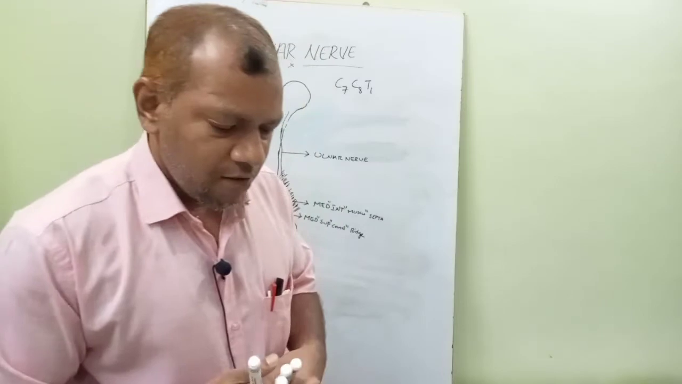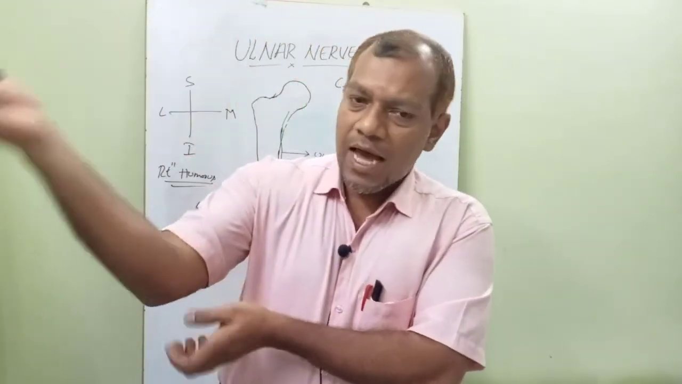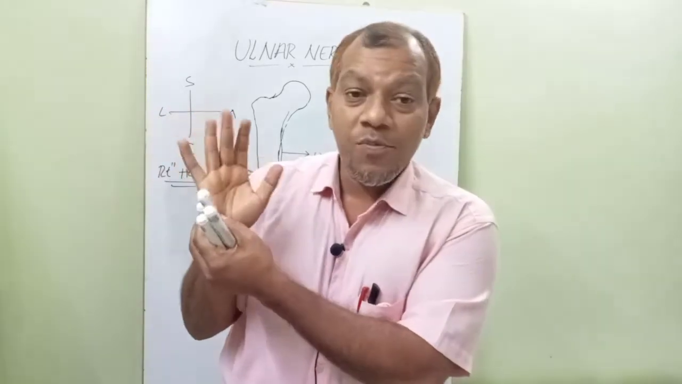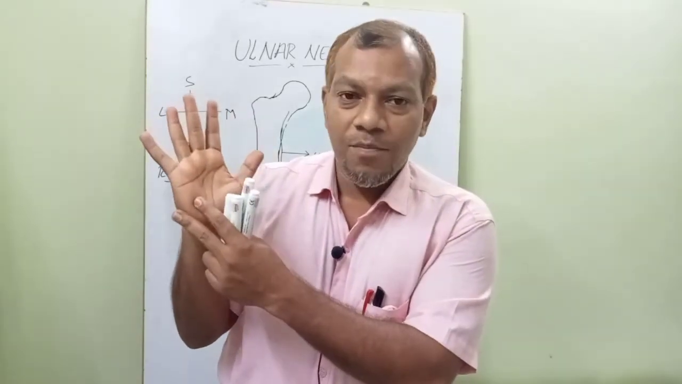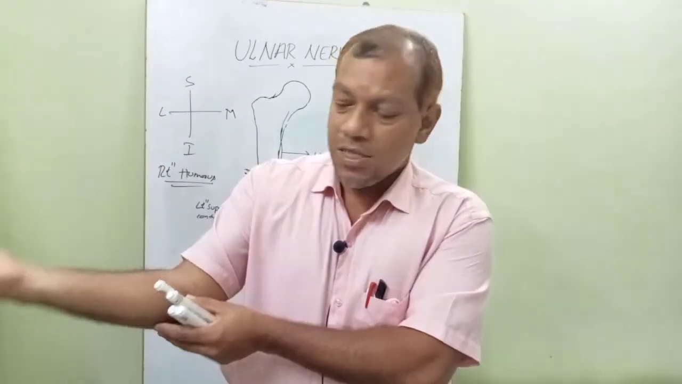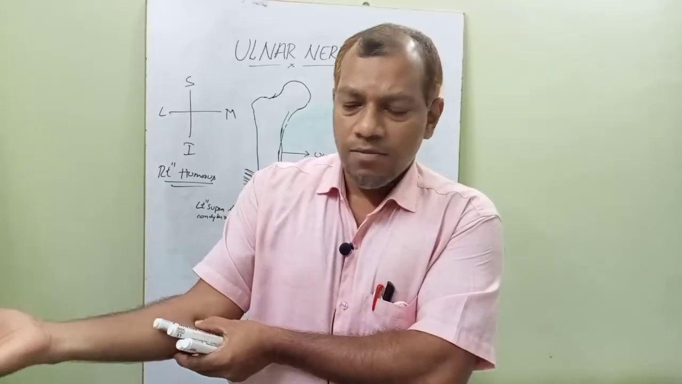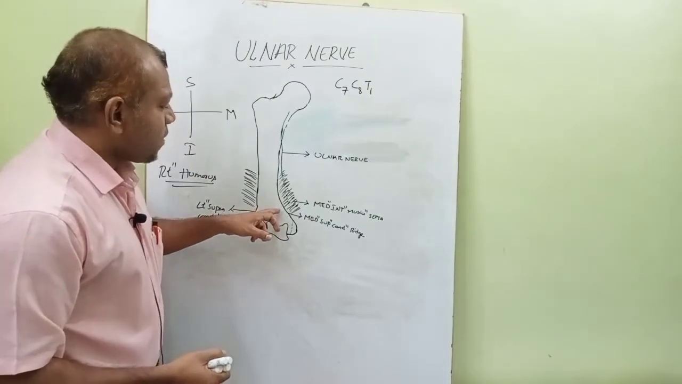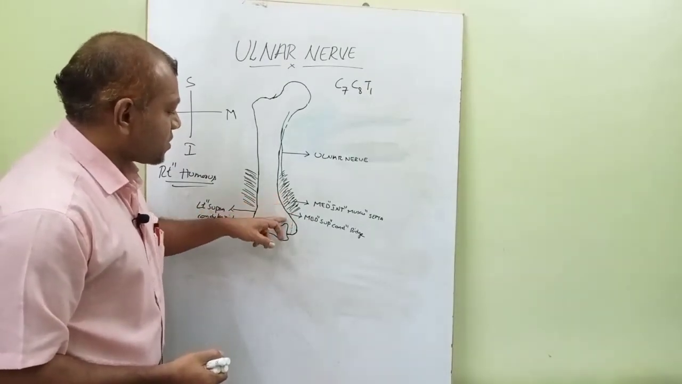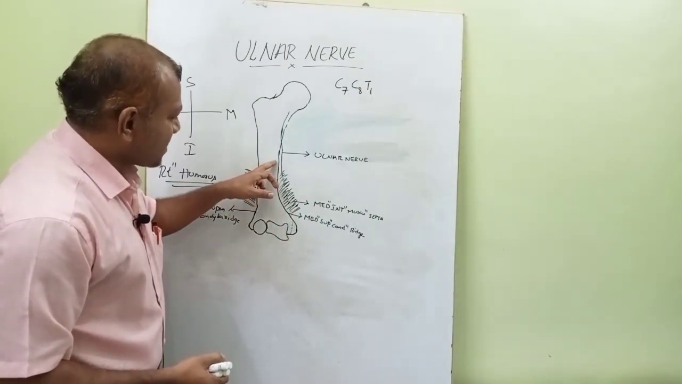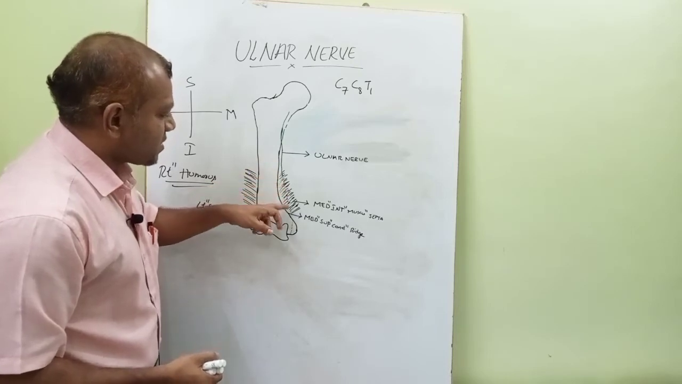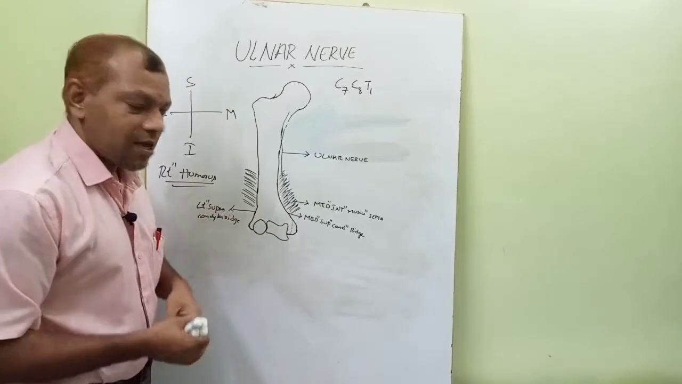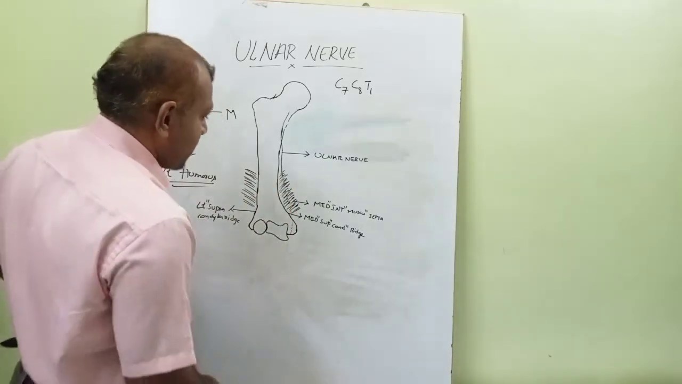That is why, when you touch or tap at the medial epicondyle, we can feel a tingling sensation at the hypothenar area of our palm and also at the medial aspect of our forearm. That is because of the course of the ulnar nerve, which extends downwards, pierces the medial intermuscular septa and runs posterior to the medial epicondyle. Then what is going to happen in the forearm?